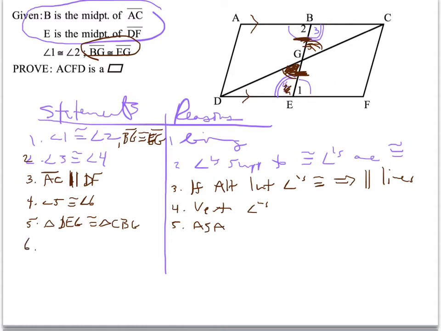Now here is where our first two pieces of given information that we haven't used yet come into play. We can now say line segment BC is congruent to line segment DE because of CPCTC, DE, BC, and now I'm going to use my givens. B and E are midpoints of AC and DF.